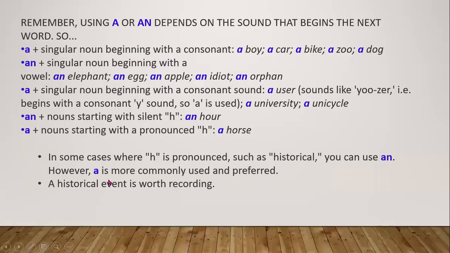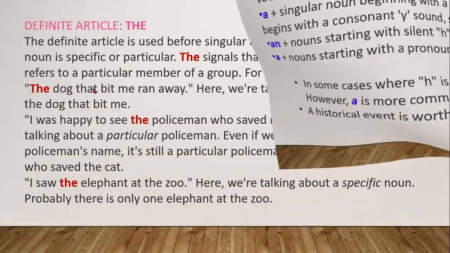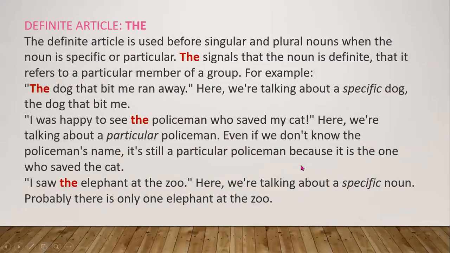So now this is visible to you. And now the next slide for you is definite article the. Where to make use of definite article the here? The definite article is used before singular or plural nouns when the noun is specific or particular. When you want to mention one particular thing, then you need to go for the. This the signals that the noun is definite, that it refers to a particular member of a group. For example, the dog that bit me ran away. Here we are talking about a specific dog, the dog that bit me.